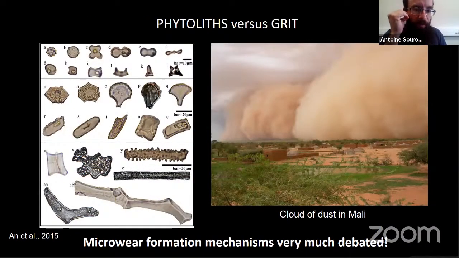There is a lot of debate in the literature regarding what is exactly the mechanism of formation of microwear scars at the surface of the enamel facets. Basically, the two main hypotheses are, one, that is relating the microwear to the content in phytoliths of the plants that are consumed by the mammals. And the other hypothesis is that phytoliths are usually not hard enough to wear the teeth, and that the microwear is more related to the amount of dust that is adhering, that is on the top of the food.